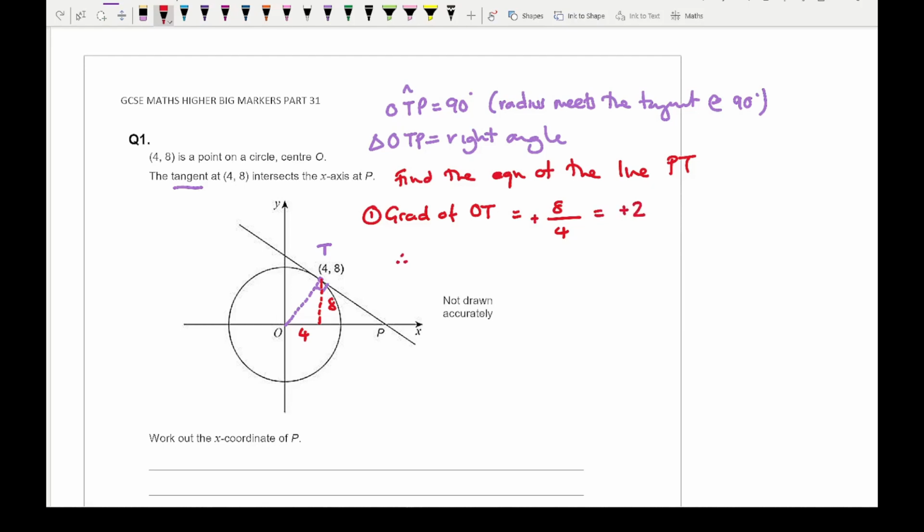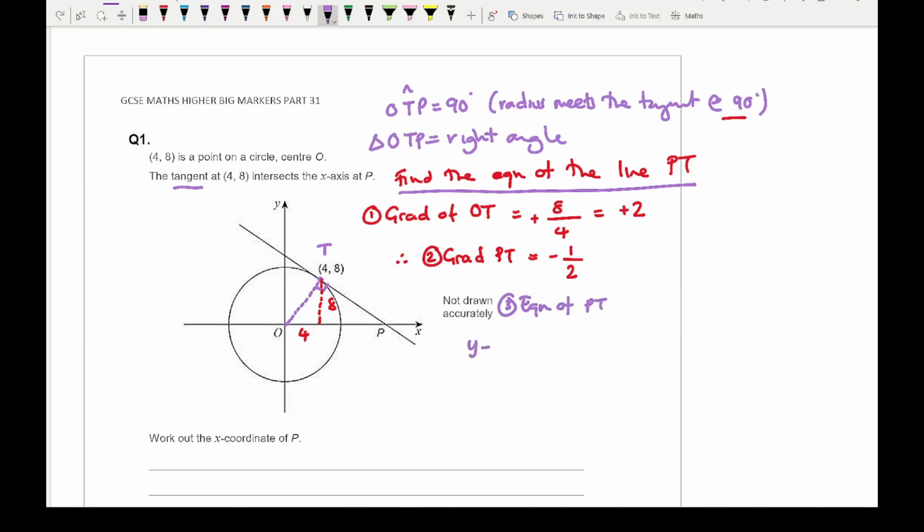Now from this, what I can then do is work out the gradient of PT, and that is because the radius and the tangent are perpendicular because they meet at 90 degrees. So if I do the negative reciprocal of that gradient, it gives me a gradient of a half. Now that I've got the gradient and I've got a coordinate, the next thing for me to do is to find the equation of the line PT. To do this, we can use one of two methods. So the equation of PT.